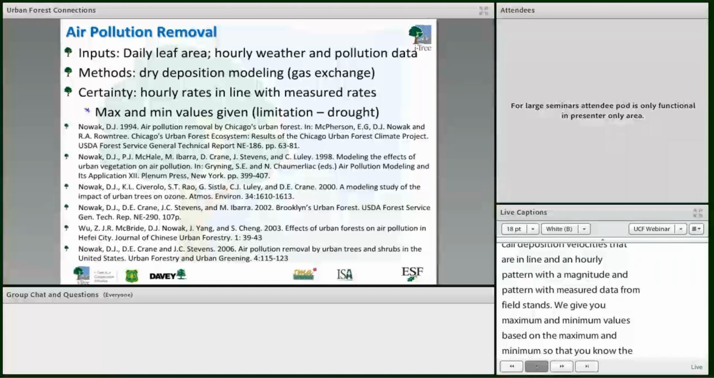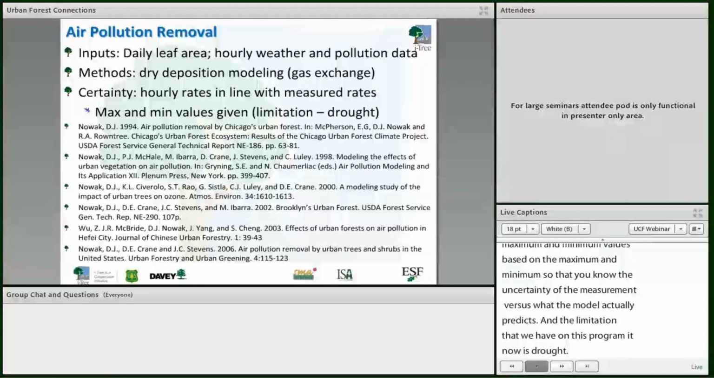And the limitation we have on this program right now is drought. We assume urban trees have ample soil moisture, that they do not go into drought. We are working on a drought routine right now because they tested it in Rome and the model matched up very well, except for in Rome they go into a drought, so midday we would overestimate, and we knew we would.